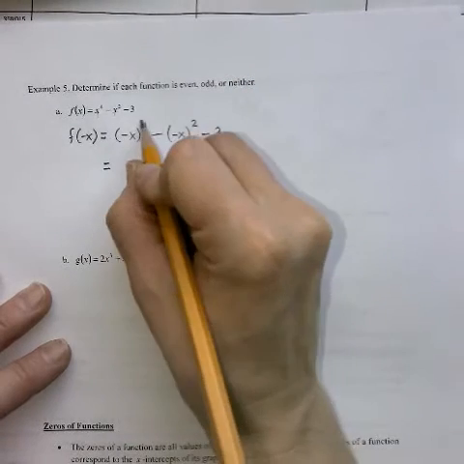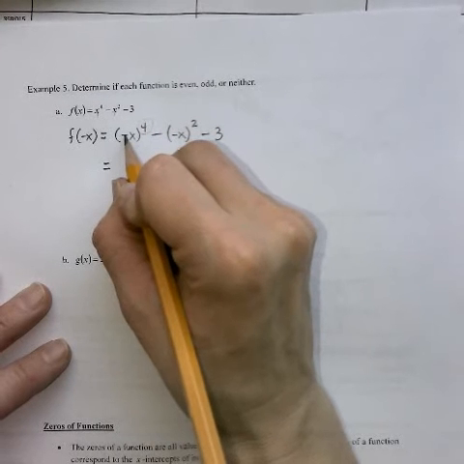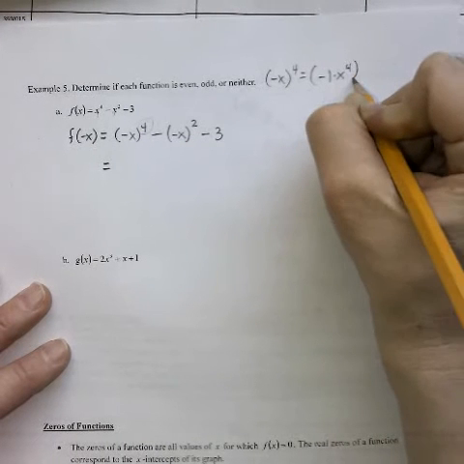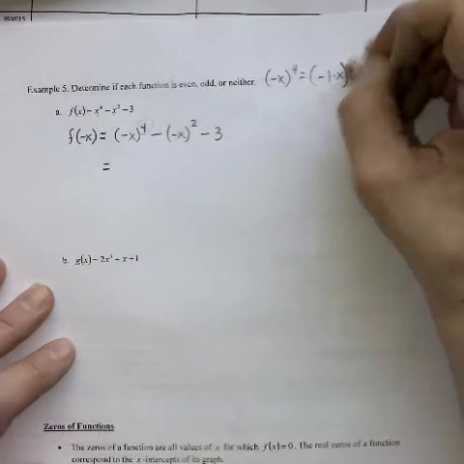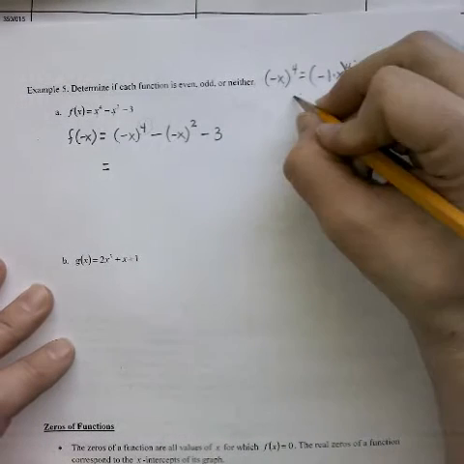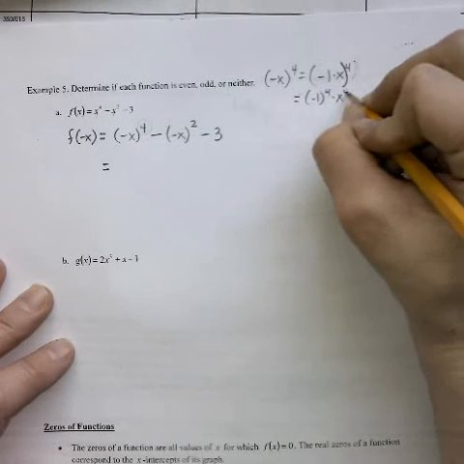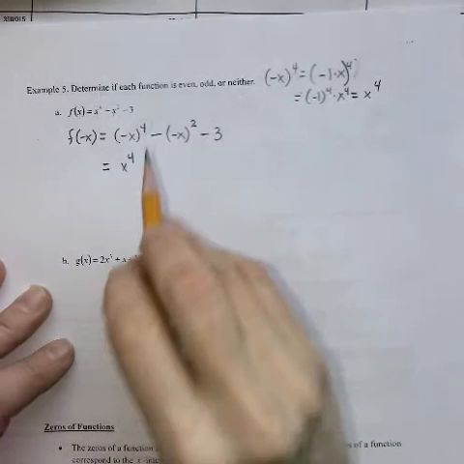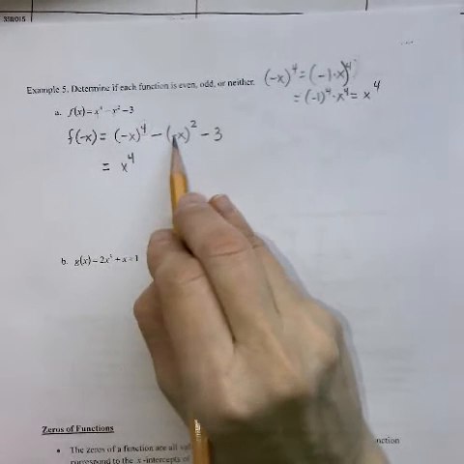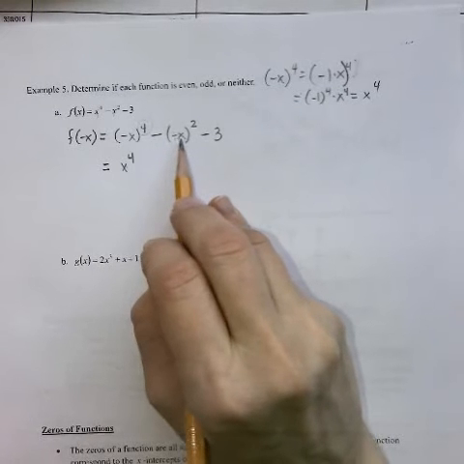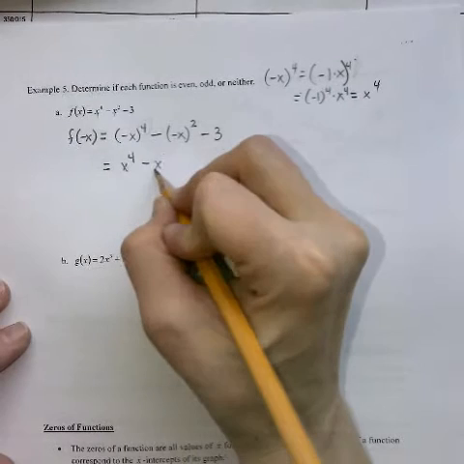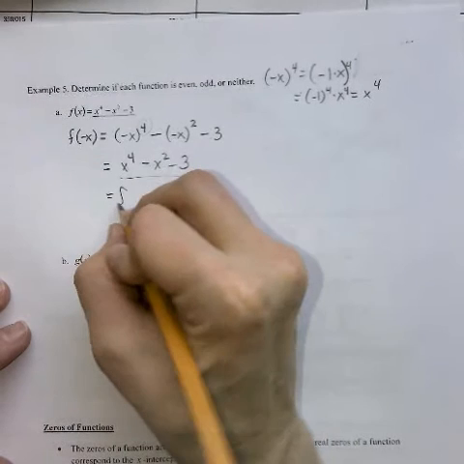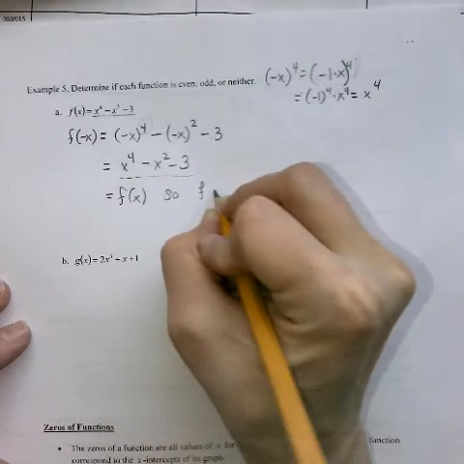And because of the even power, this negative x to the fourth, if you will, you could think of that as negative 1 times x to the fourth. And so you've got negative 1 to the fourth times x to the fourth. Negative 1 to the fourth is just 1, so that reduces to x to the fourth. Anytime that's an even power, you have an even number of negatives and it becomes a positive. So you get x to the fourth minus x squared and then minus 3. And notice that's what we started with. That is f at x. So f is even.